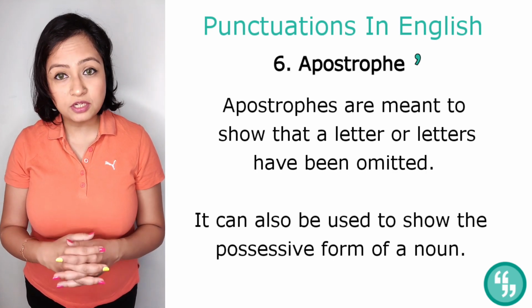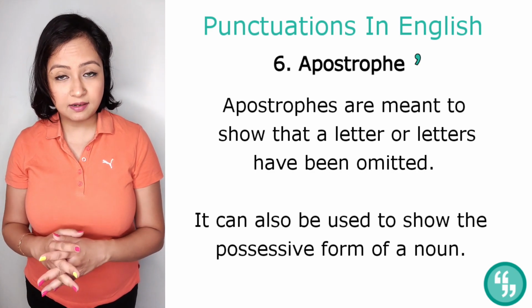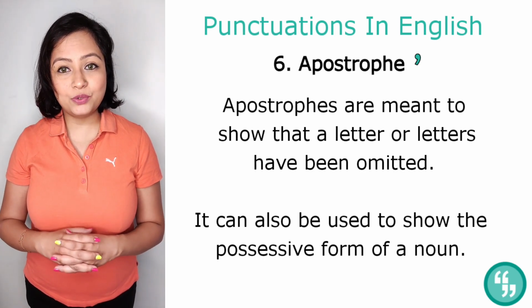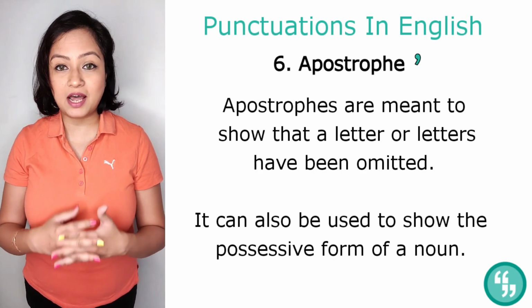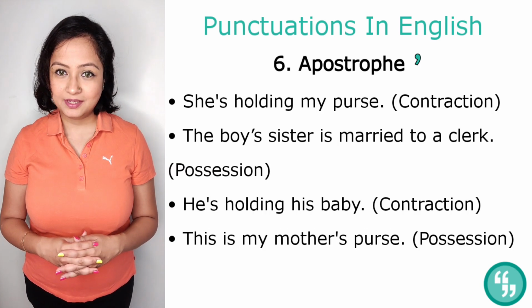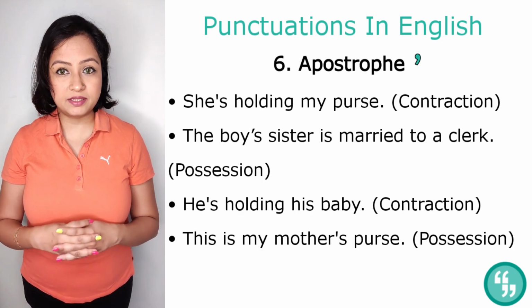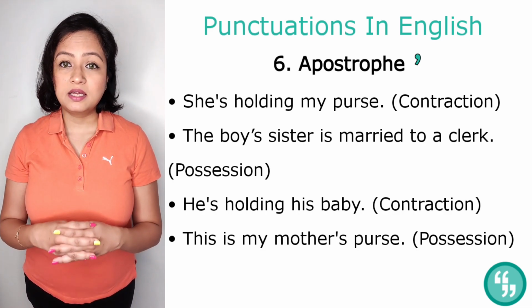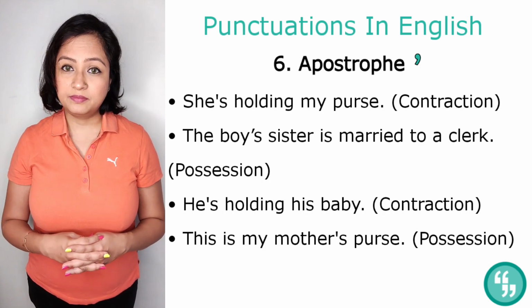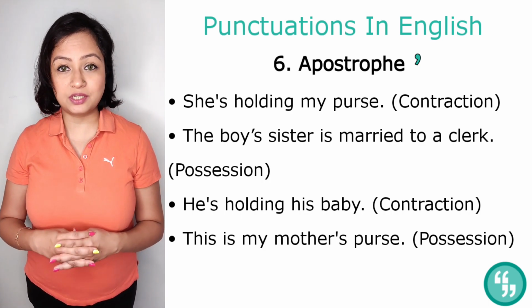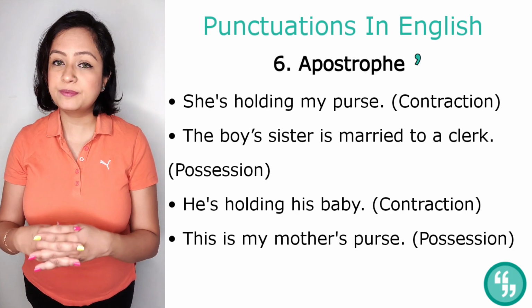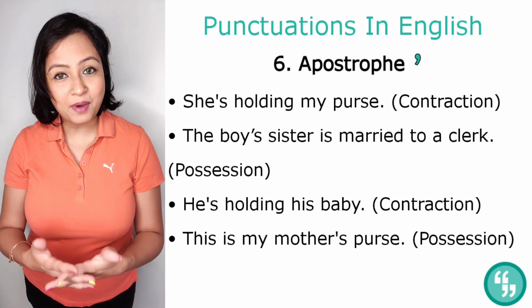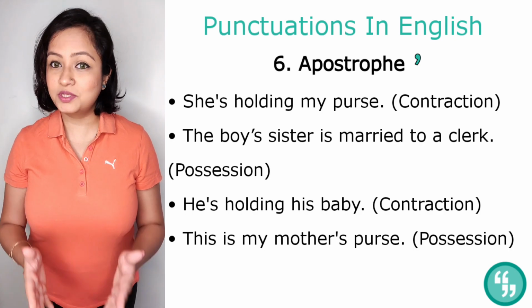Apostrophe. Apostrophes are meant to show that a letter or letters have been omitted. It can also be used to show the possessive form of a noun. For example, she's holding my purse. This is a contraction. The boy's sister is married to a clerk. This indicates possession. He's holding his baby. This is a contraction. This is my mother's purse. This shows possession.